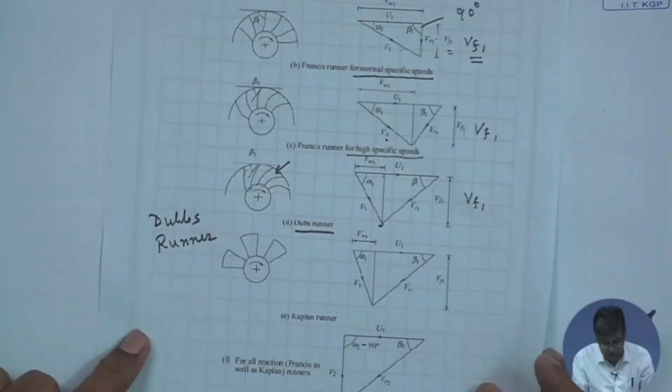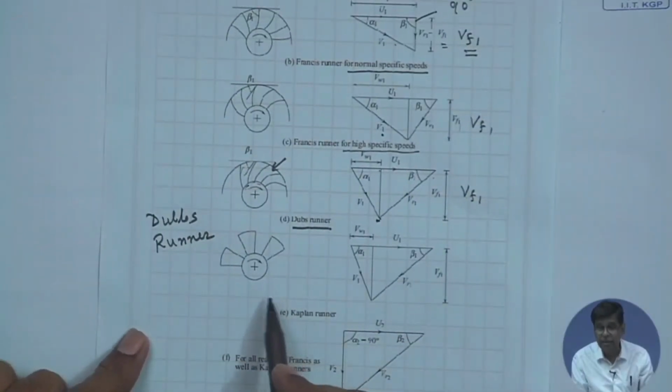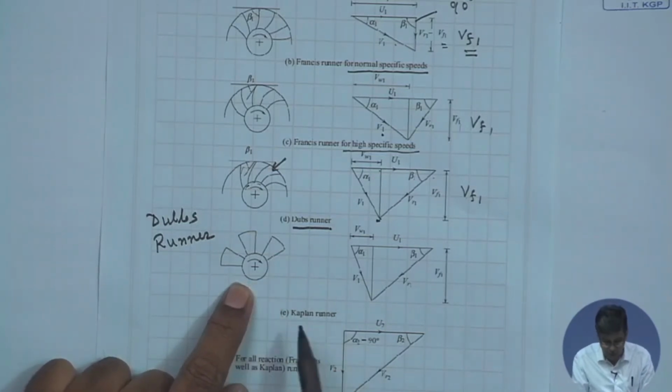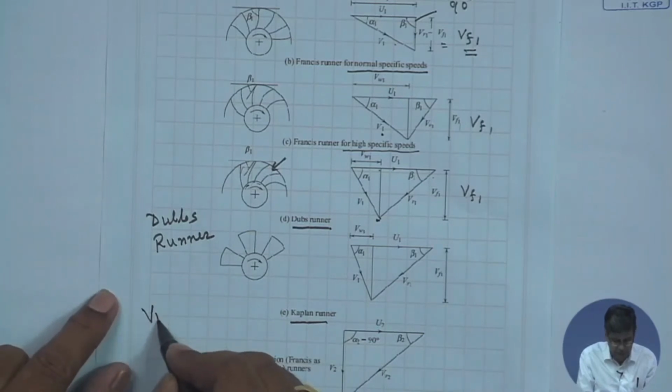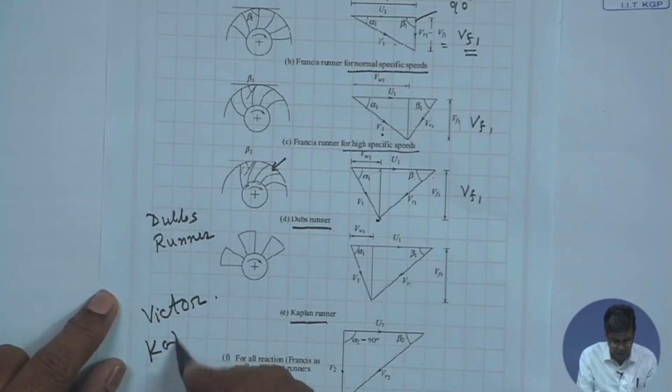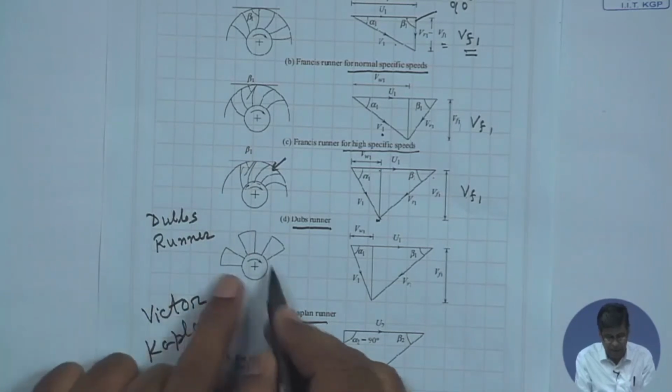If the runner is in the horizontal plane with the vertical shaft, it goes in the axial direction, and this is a typical Dove's runner. And when the specific speed is still higher, that means a huge value of specific speed where the head is substantially low, we go for a purely axial flow turbine, which is known as Kaplan turbine, after the name of the Austrian engineer Victor Kaplan. So, this is a purely axial flow turbine.